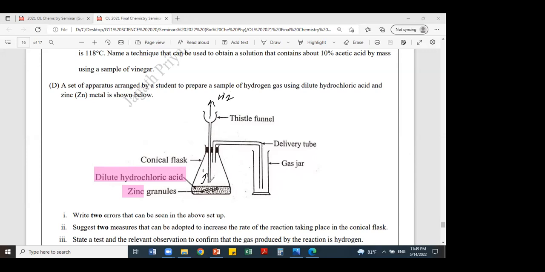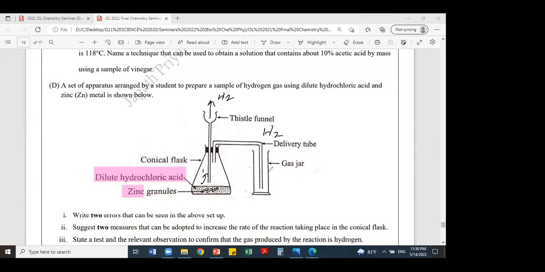That means the defect. If they ask for the error, you have to write the error, not the correction. So the error here: the thistle funnel doesn't contact the solution. That is one error. Second error, the method of collecting this gas. What is the gas coming out?